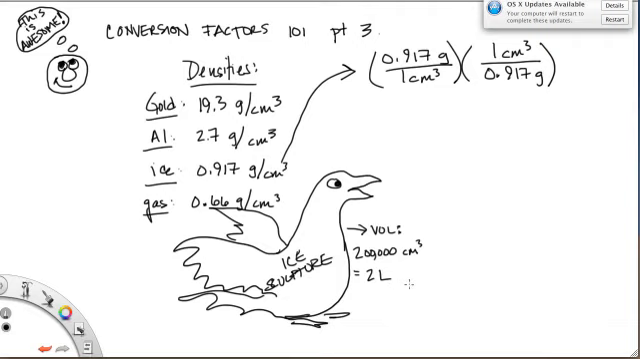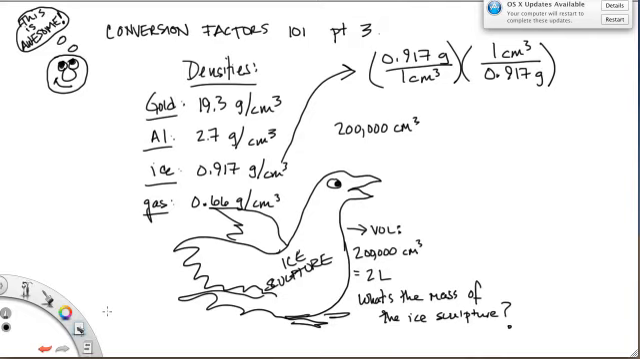I want to know what's the mass of the ice sculpture. Okay, so I want to know the mass. I'm starting with the volume, 200,000 centimeters cubed. Let me change my color here. Go to blue. So I have 200,000 centimeters cubed. I want to know the mass.